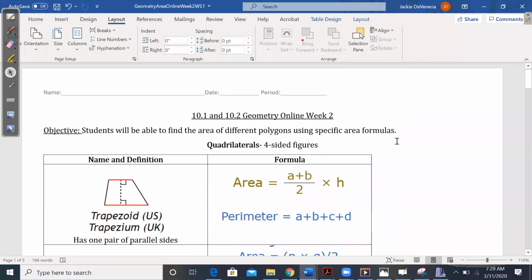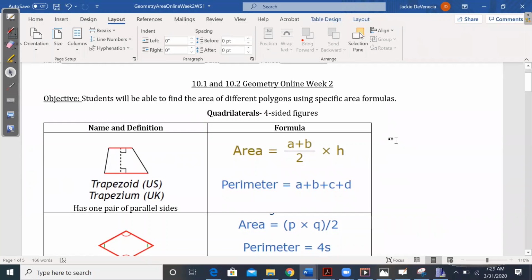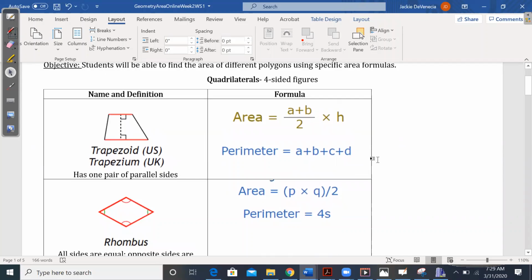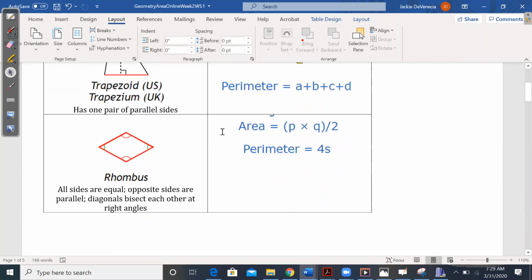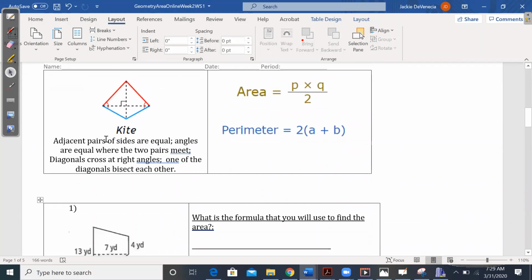All right, so welcome to week 2 of your online learning. Today we're going to be looking at finding different areas of polygons using specific area formulas. Yesterday I shared a video explaining what the different formulas are, but today we're going to be looking at the trapezoid, the rhombus, and the kite.